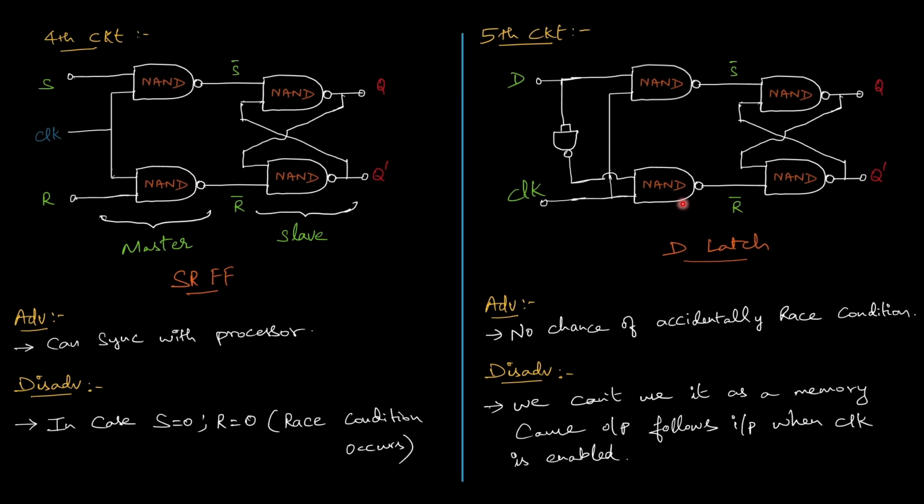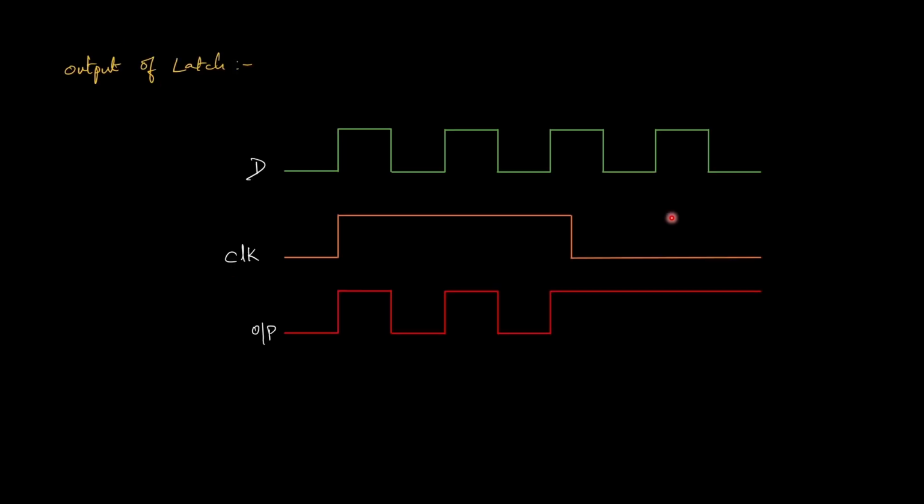Because of this behavior, it's not suitable when we want the output to update only once every clock cycle. The waveform makes this very clear. Whenever the clock input remains high, the output simply follows every transition of the input. Only when the clock goes low does the output stop changing its value.